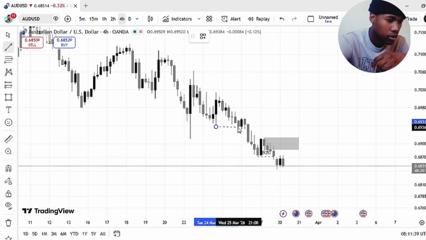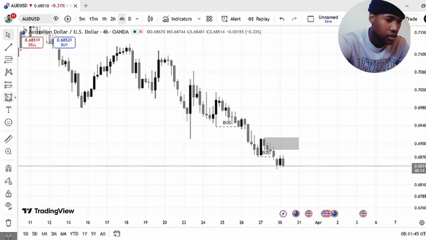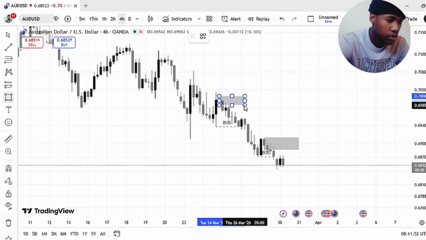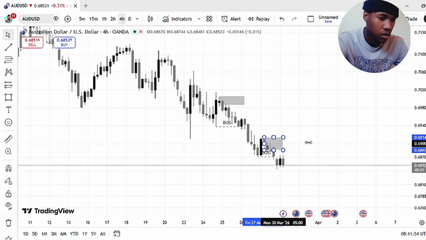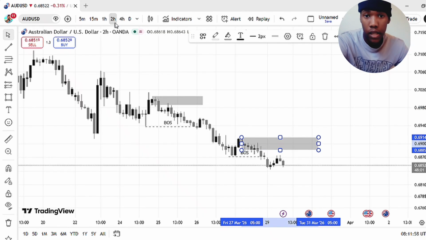Let's mark another order block there. We have another order block here, so let's label it order block and break of structure. It's another break of structure. I think this is the order block that gave us this break of structure, but I just want us to pay attention to this order block right here. So let's drop down to the 2-hour time frame. I just want to show you guys how I took this trade.